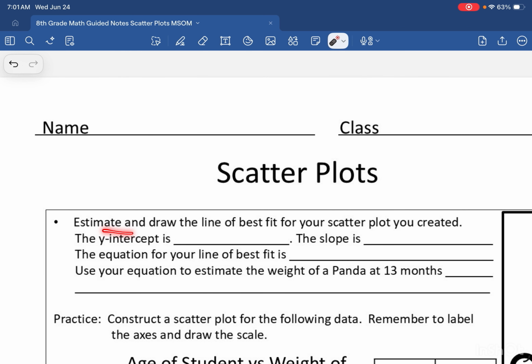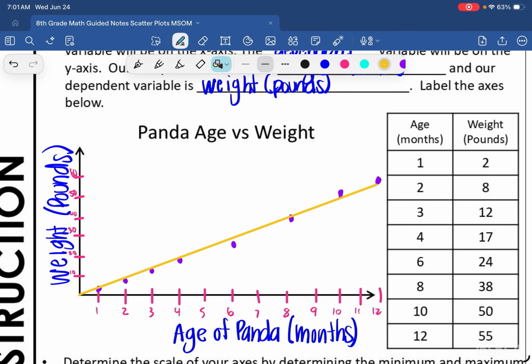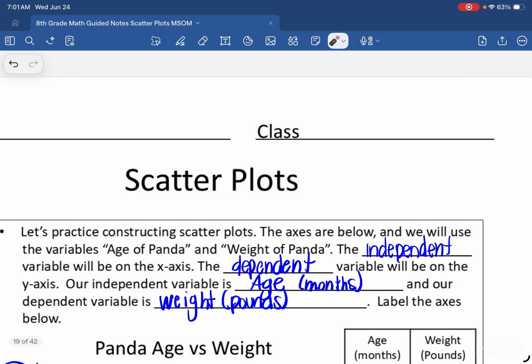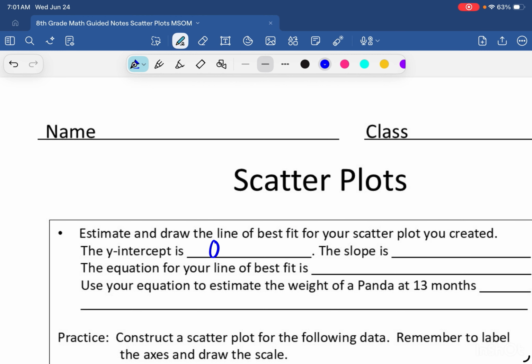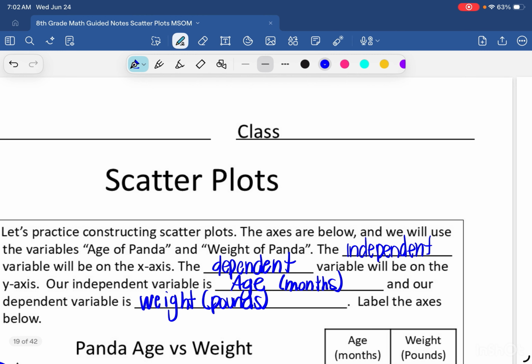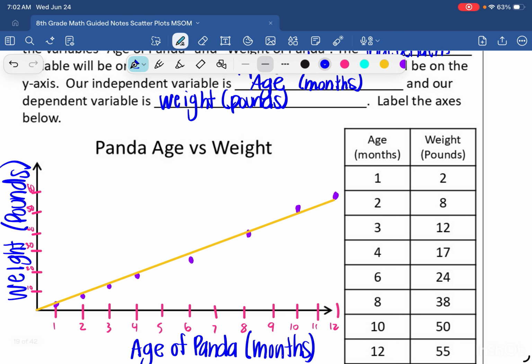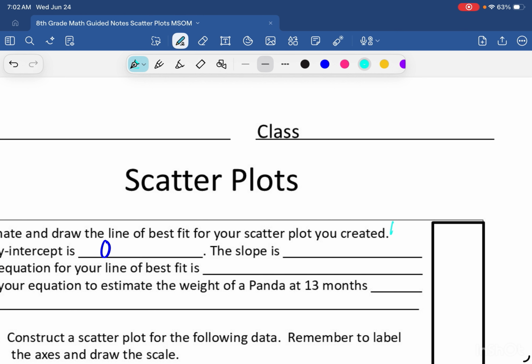Estimate and draw the line of best fit for the scatter plot you created. Your line should look like that. The y-intercept, we're going to say that y-intercept is 0. And the slope. Now remember, we need 2 data points, not 2 data points from my scatter plot, but 2 data points from the line of best fit. So we're going to use (0, 0) as one of them. And then let's use (4, 20). Looks like it's about a point on the line. So (0, 0) and (4, 20).